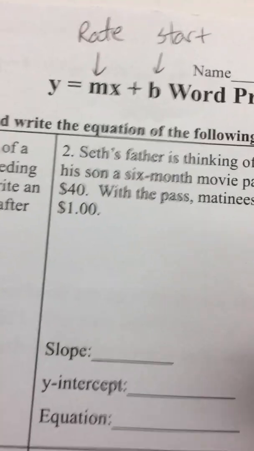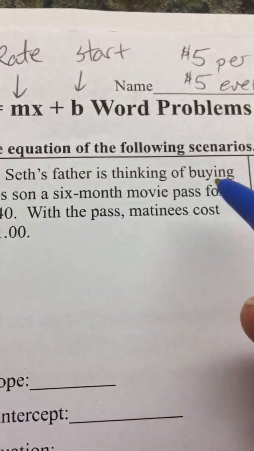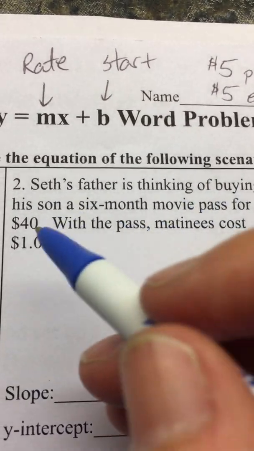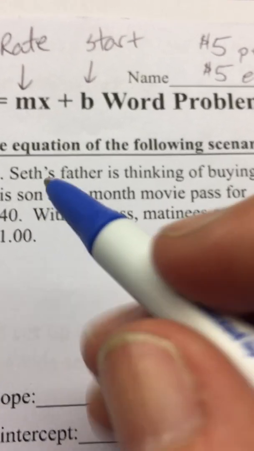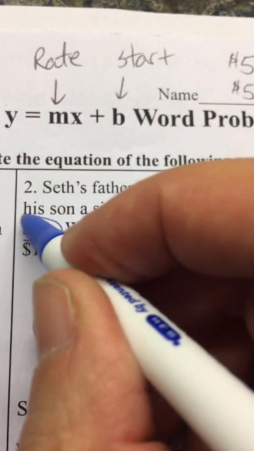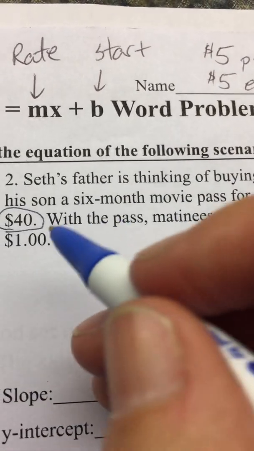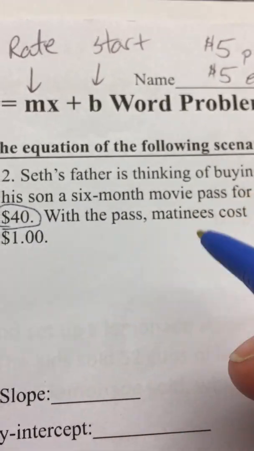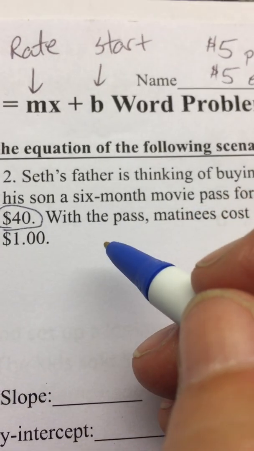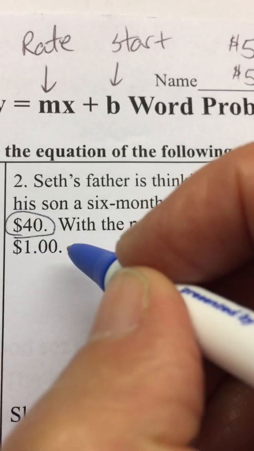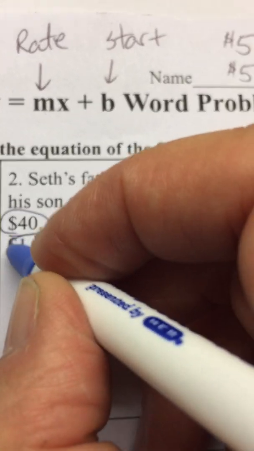Number 2, Seth's father is thinking of buying his son a 6-month movie pass for $40. So initially, how much is this pass going to cost before he ever goes to see a movie? It's going to cost him $40. With the pass, matinees are then going to cost him only $1. It doesn't say this, but each matinee is going to cost $1, or $1 per matinee, $1 for every matinee. So this is kind of like my slope number.